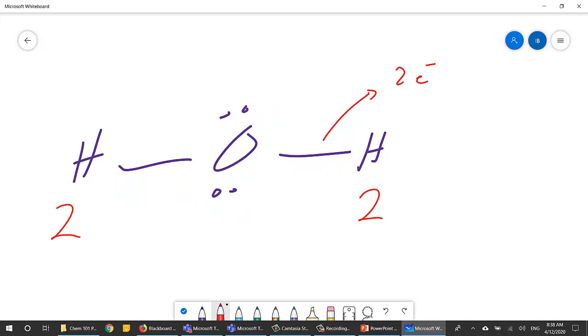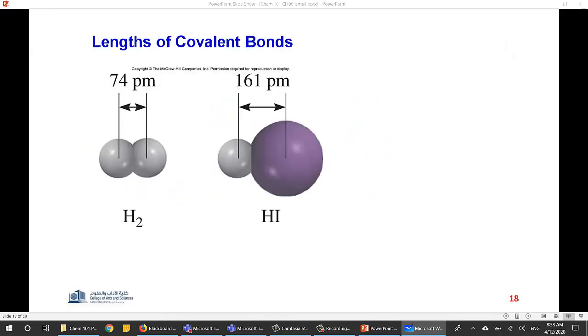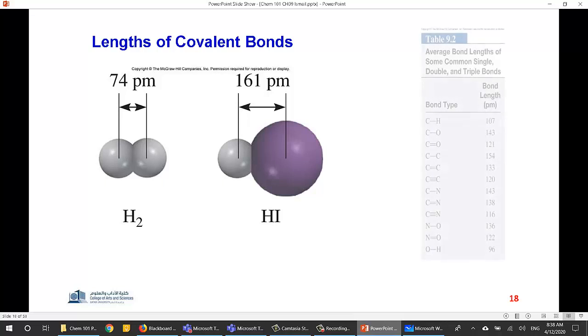Again, for oxygen in the middle, these are 2 electrons shared, which means we count them in. So 2, 4, 6, 8, and therefore it's 8 electrons. And you can do this same thing for ammonia and other compounds as well.